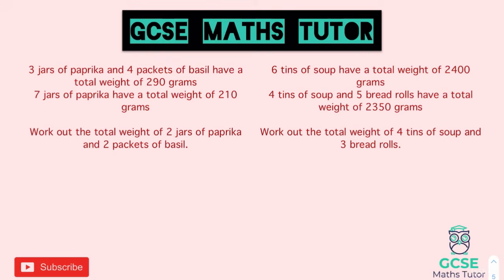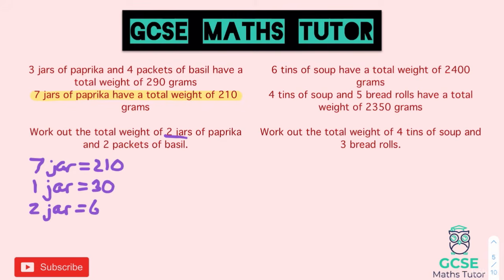So for the first one here, we've got that 3 jars of paprika and 4 packets of basil have a total weight of 290. So we can't get anything from that straight away, but we can from this second bit of information, and that is that 7 jars have a weight of 210. So if we have 7 jars is equal to 210, if we divide that by 7, we get that 1 jar is equal to 30, and the question ultimately wants us to get the weight of 2 jars. So we'll have that 2 jars is equal to 60. I'm just going to underline that because that's one of our first answers.